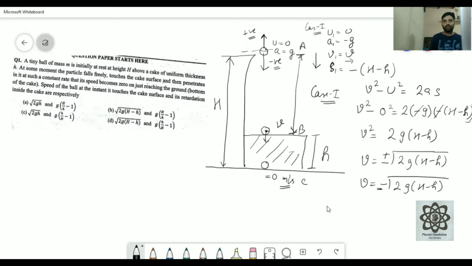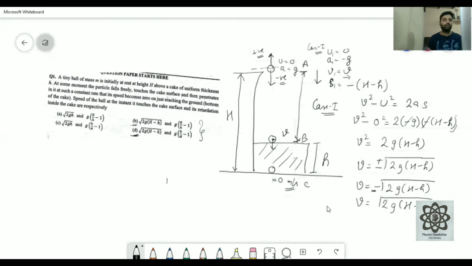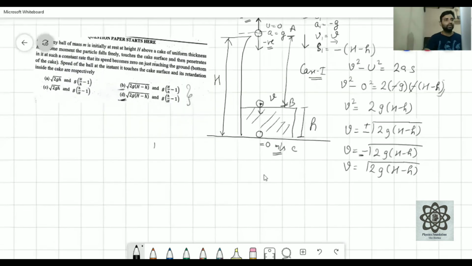So hence the velocity's magnitude will be root 2g(H minus h). And we can see there are two options, B and D. These are the two options from which the answer will be, right? Now we will see what the retardation is.